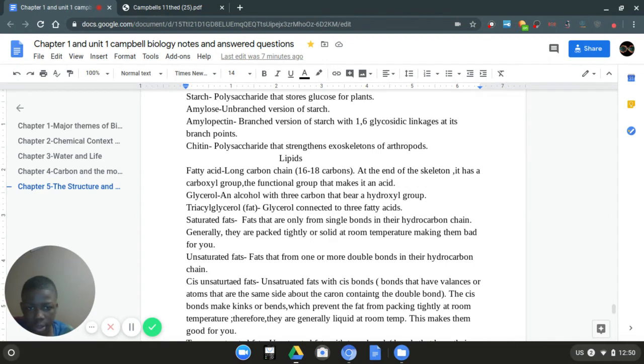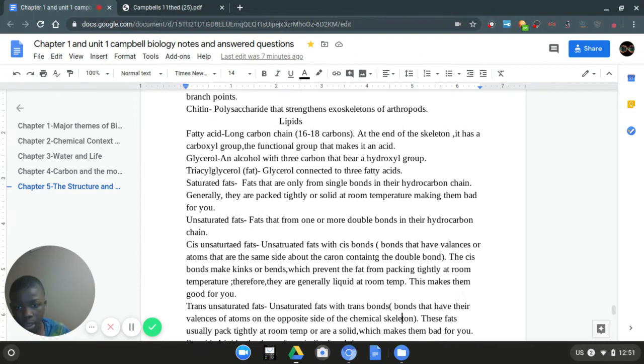Cis bonds are essentially bonds that share the same valencies on the same side about a double bond. So basically, cis bonds make kinks or bends in unsaturated fats, which prevent the fat from packing tightly or becoming a solid at room temperature. Therefore, they're generally liquid at room temperature, and this makes them good for you. So yeah, that's all you really need to know.